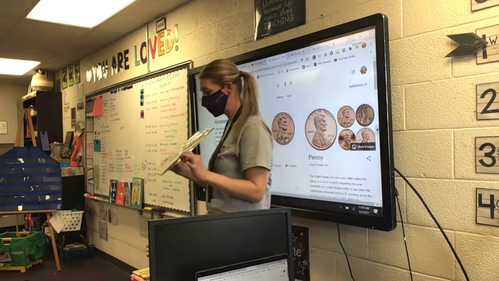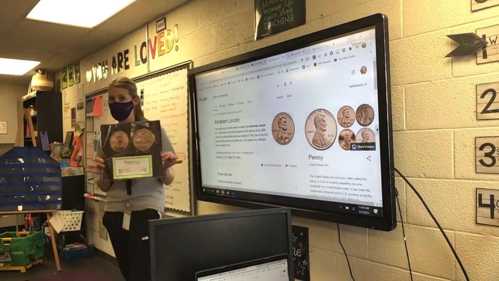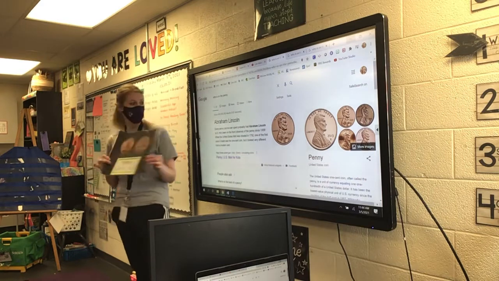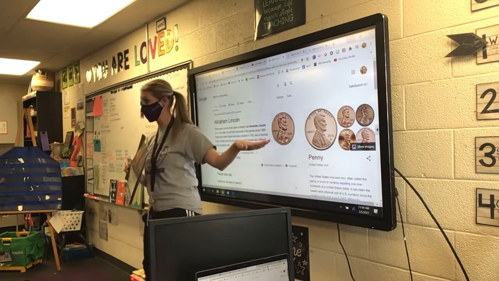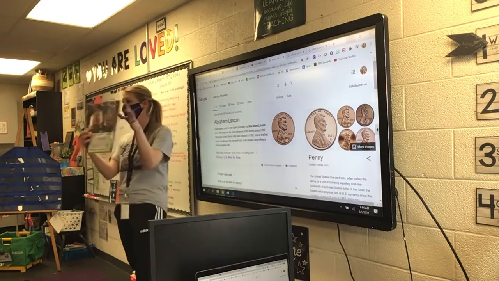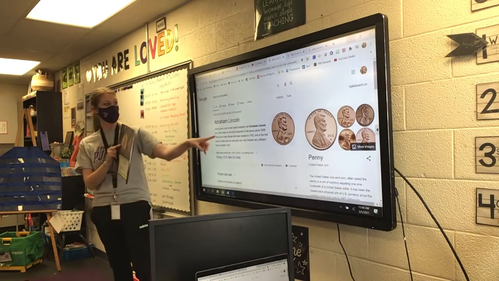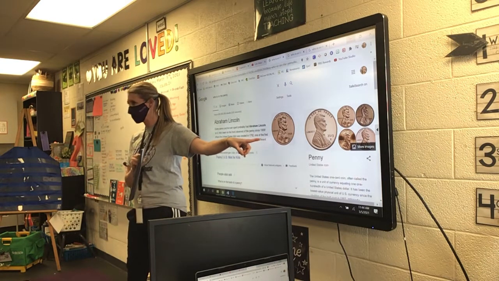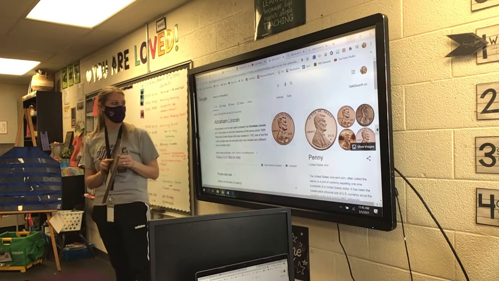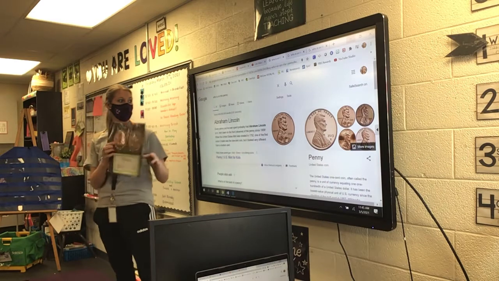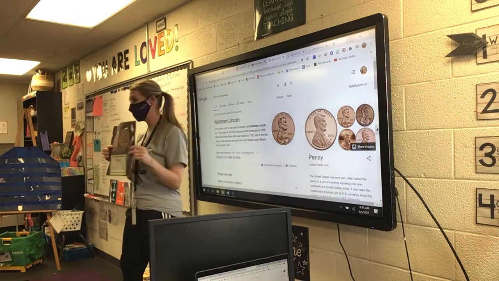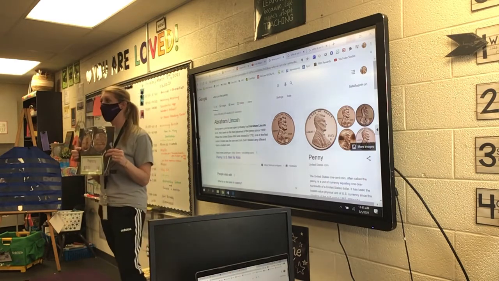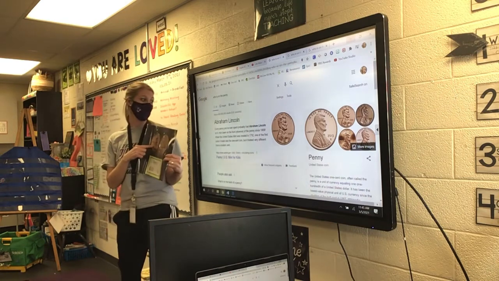Okay, our first one is the penny. Now, you can see I have the penny up here, nice and big, and I have it on this poster. This penny has Abraham Lincoln. Who was Abraham Lincoln, Raylan? A president. He was our 16th president, and he has been on this penny since 1909. So over 100 years he's been on the penny.